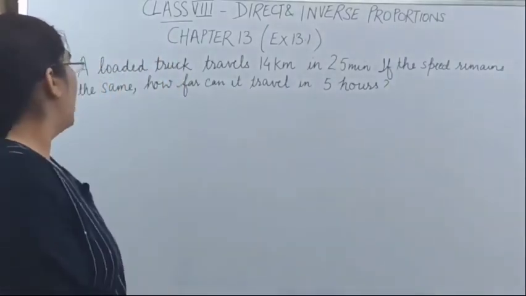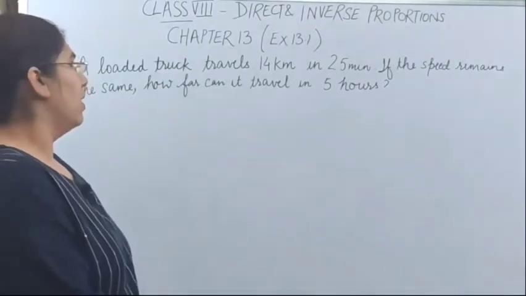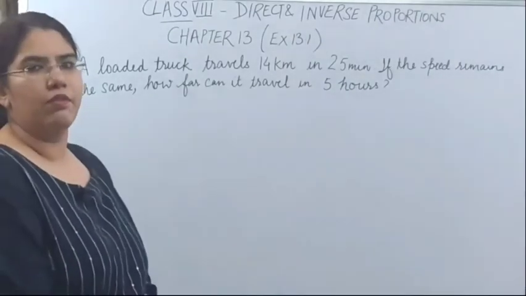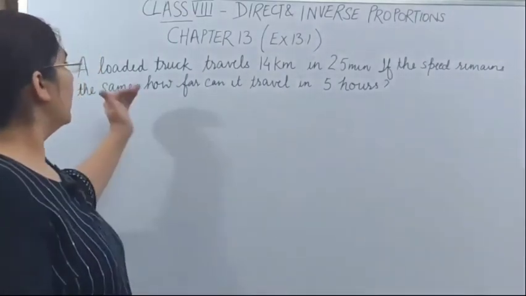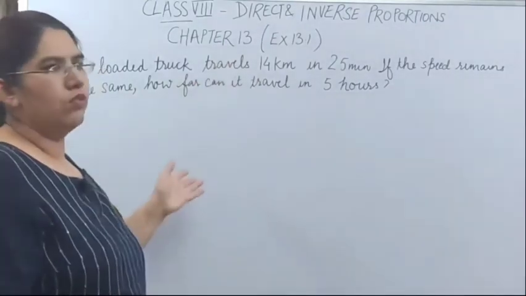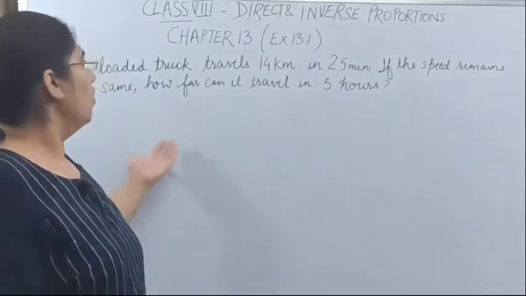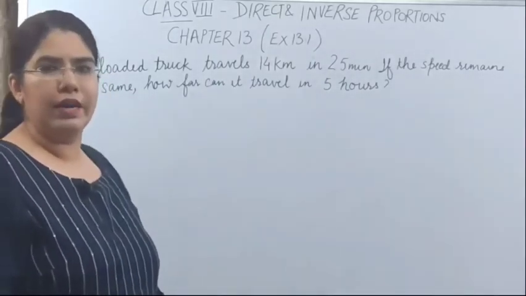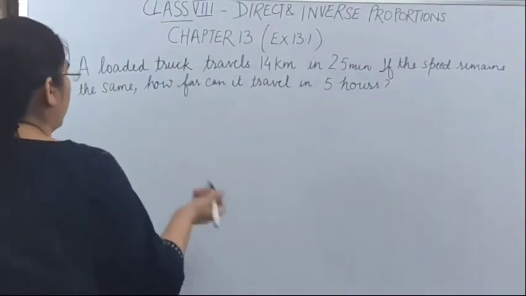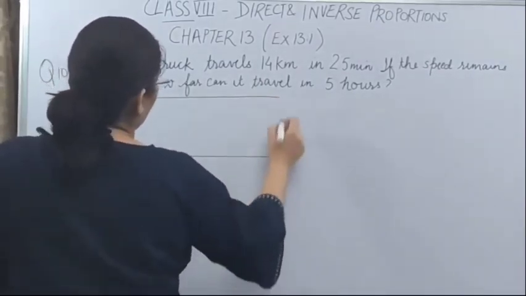It says a loaded truck travels 14 kilometers in 25 minutes. If the speed remains the same, how far can it travel in 5 hours? Now clearly, if the speed remains the same, as the distance will increase, what will happen to the time taken? That will also increase, right? So it is a case of direct proportion. So now we are very clear how we have to solve such problems. We will just tabulate it.